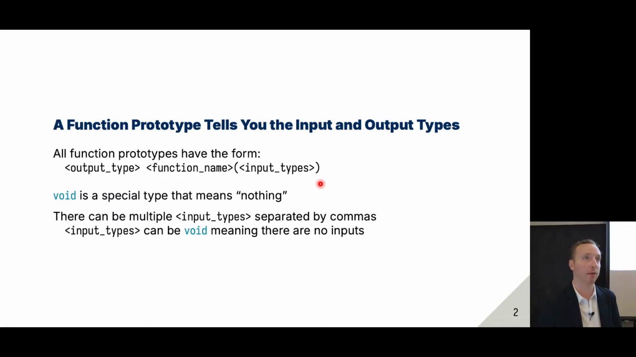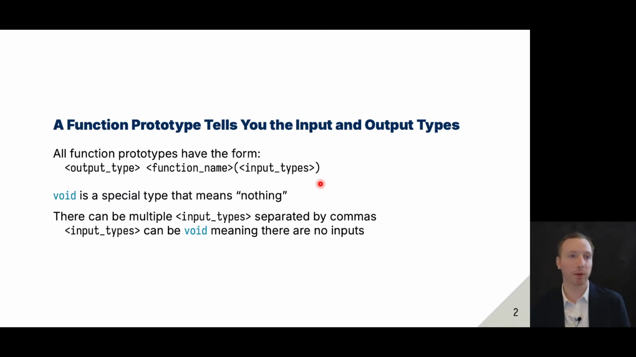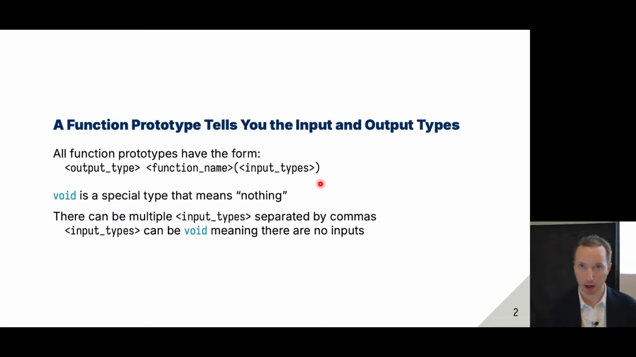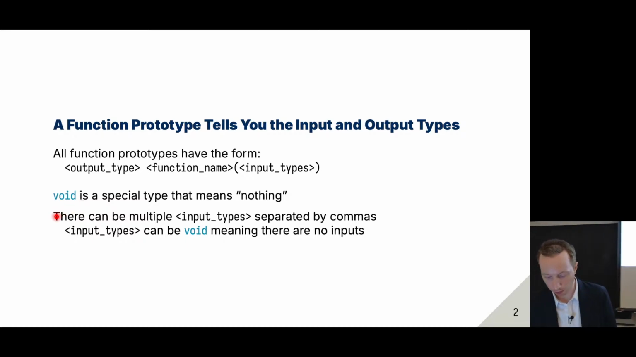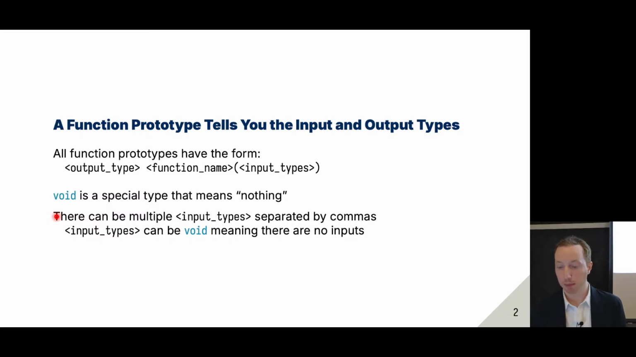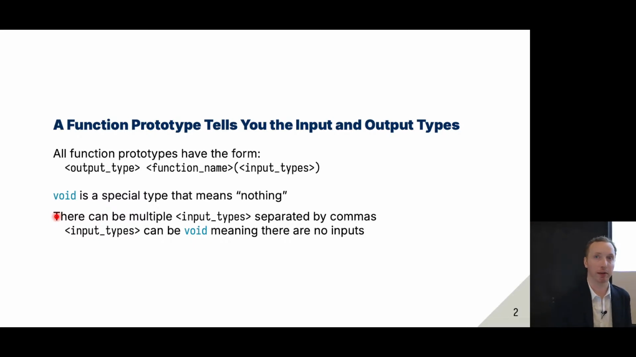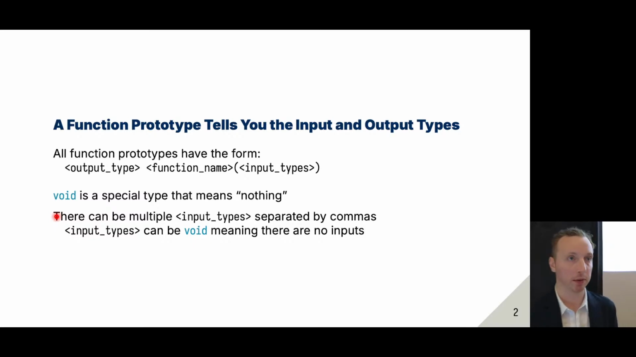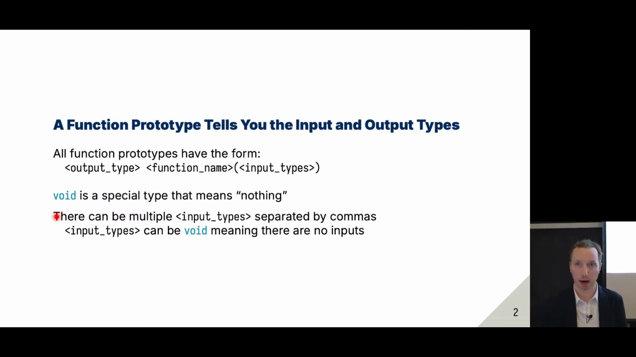You're allowed to have more than one input. We've already seen that with printf. Printf will take more than one input, and so will scanf. Void is that special type that means nothing. So we can have multiple input types; we just separate them by commas. And input types can be void, and that just means there are no inputs to this function, and that is exactly what we have with main.